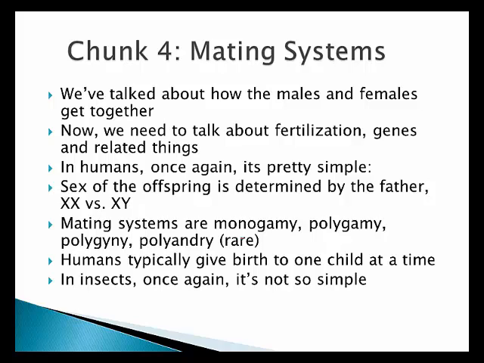A final part of our mating system is that we typically give birth to one child at a time, although multiple births are possible and today can be produced fairly easily with hormonal intervention.